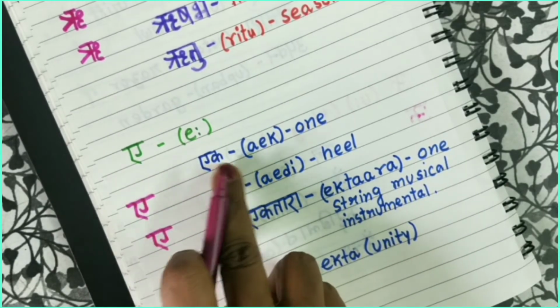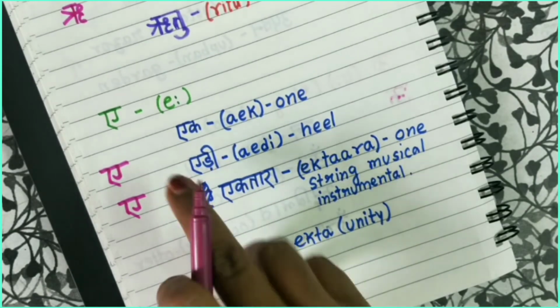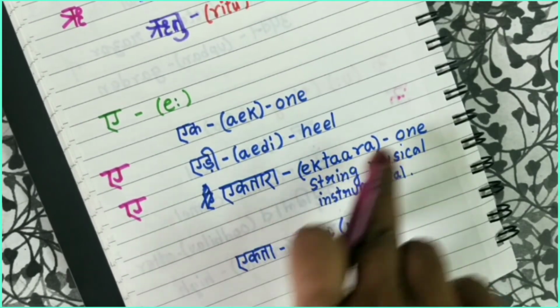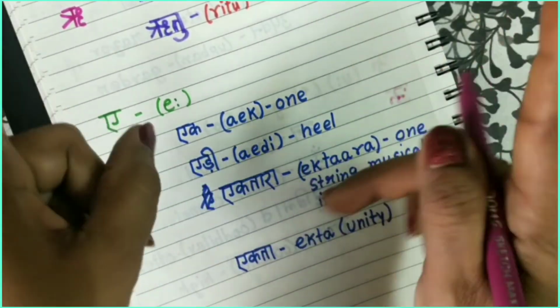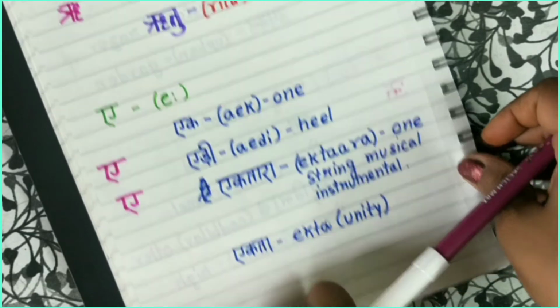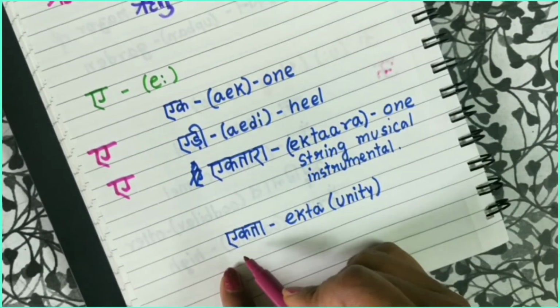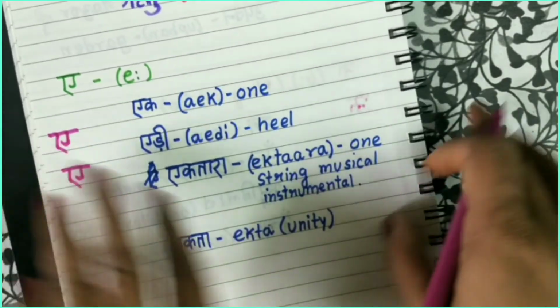E for ek. Ek means one. E for eri. Eri means heel. E for ektara. Ektara means one-string musical instrument. So one instrument, it has one string. If you touch the string, it will make a very beautiful melodious sound. Next one is ekta. Ekta means unity. Unity is called ekta.